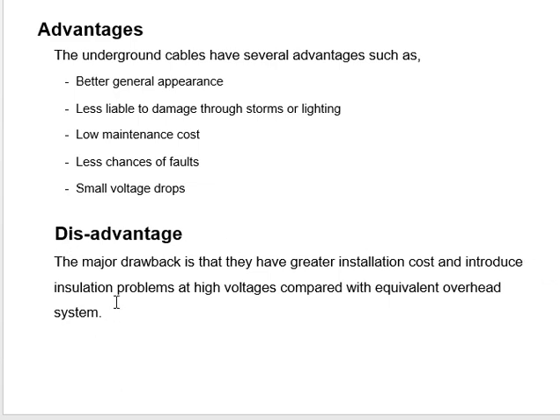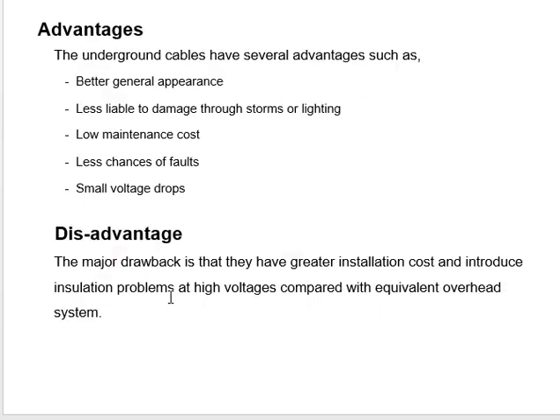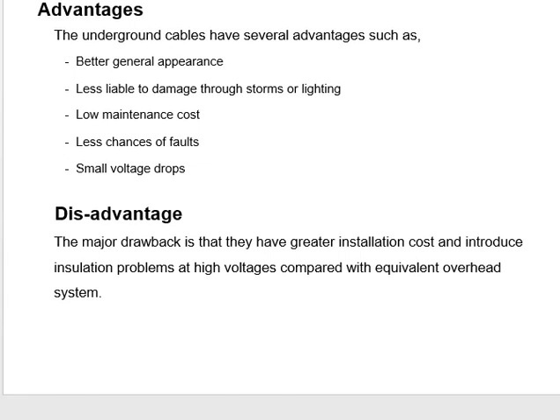Insulation problem: the insulation cost is very large in underground cables. Next is the problem at high voltage compared to the equivalent overhead line. As we increase the voltage, different types of protection are required in the underground cable. These are the basic disadvantages of the cable.